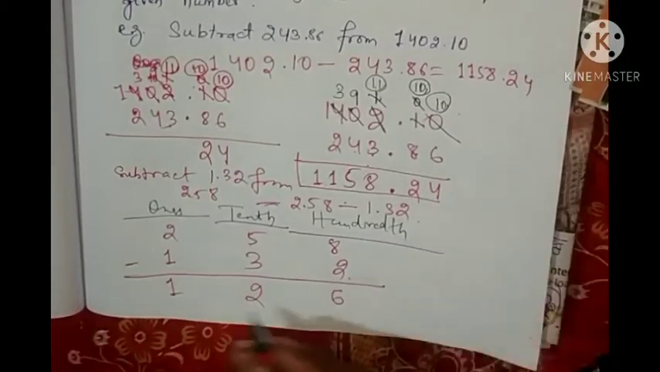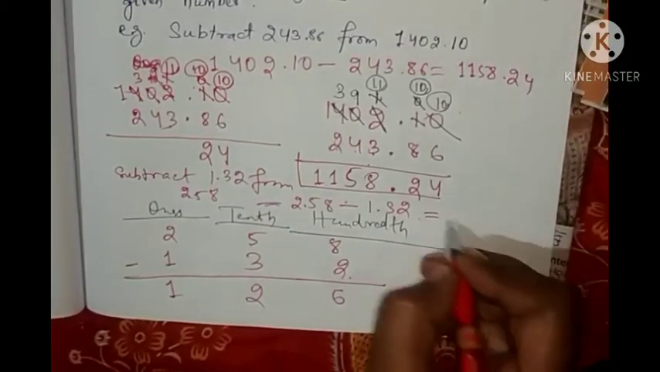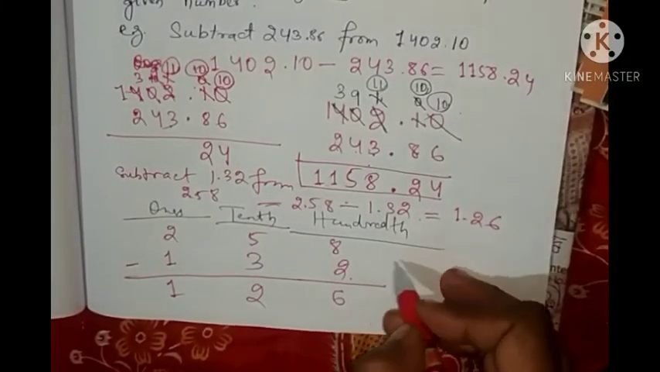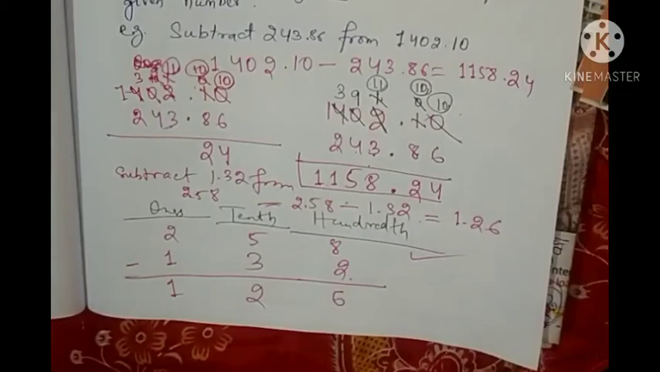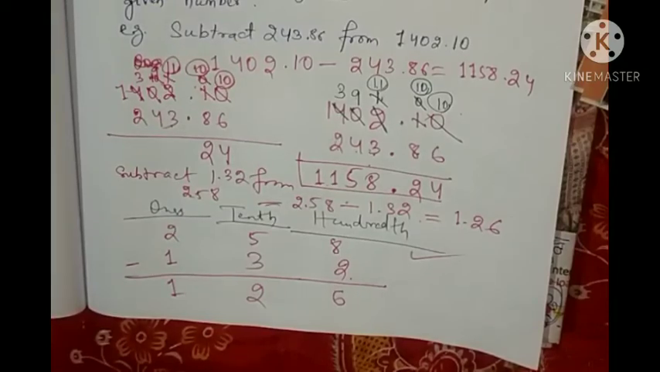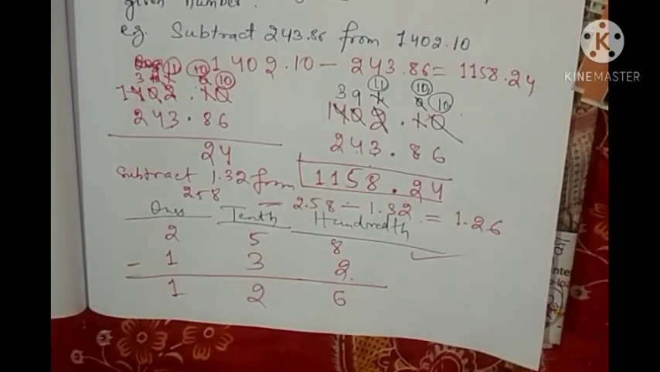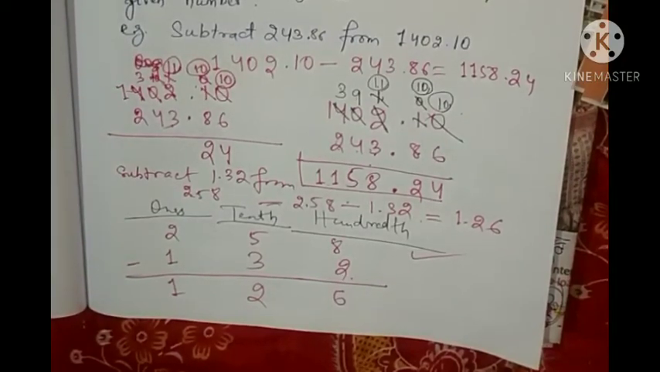So answer is what? 1.26. So by place value chart also you can subtract. Okay, so in addition and subtraction you have to line up the decimal point so that you can easily add and subtract the decimal numbers. Or you can put the numbers in a place value chart and add or subtract. So this is about decimals. Okay, I hope you have understood. Thank you.